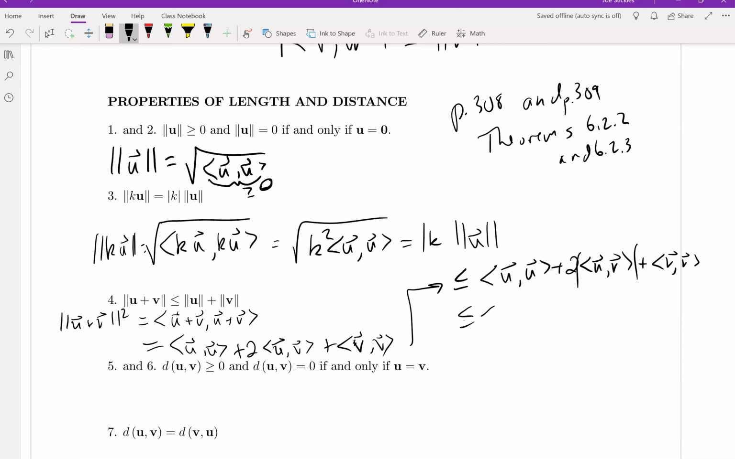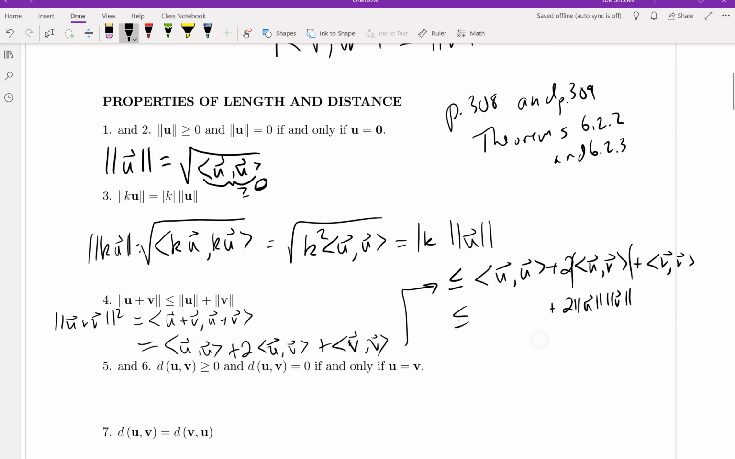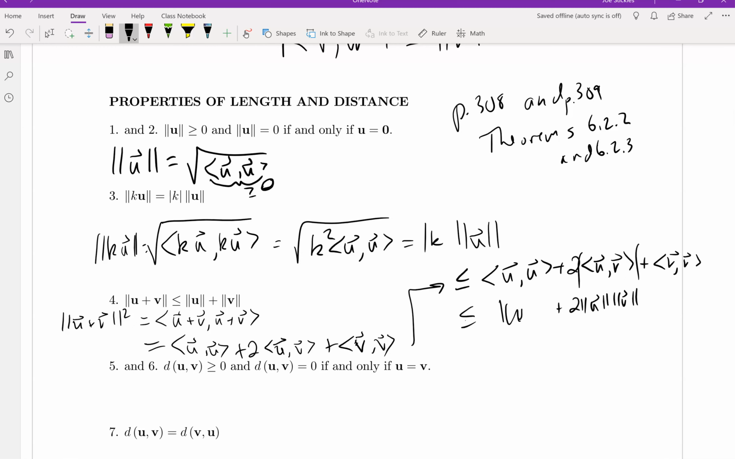And then Cauchy-Schwarz inequality says if I replace it with the product of the magnitudes, you might get even bigger still, but certainly cannot get smaller. So I still have less than or equal to there. And now in terms of the first and the last one here, this is the magnitude of u squared, and this is the magnitude of v squared.